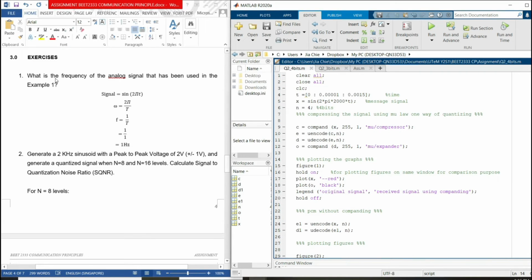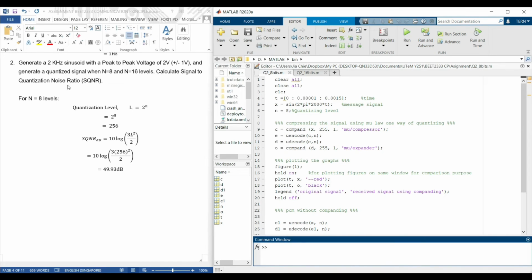So now I would like to present the exercise 3.0. In the first question, we need to calculate the frequency of the analog signal in code example 1. So we know that the signal equation is sine 2 pi t. From that, we know the angular frequency is 2 pi over T, that is 2 pi over 1. Then we calculate the frequency from 1 over T. After calculating, we get 1 Hz.